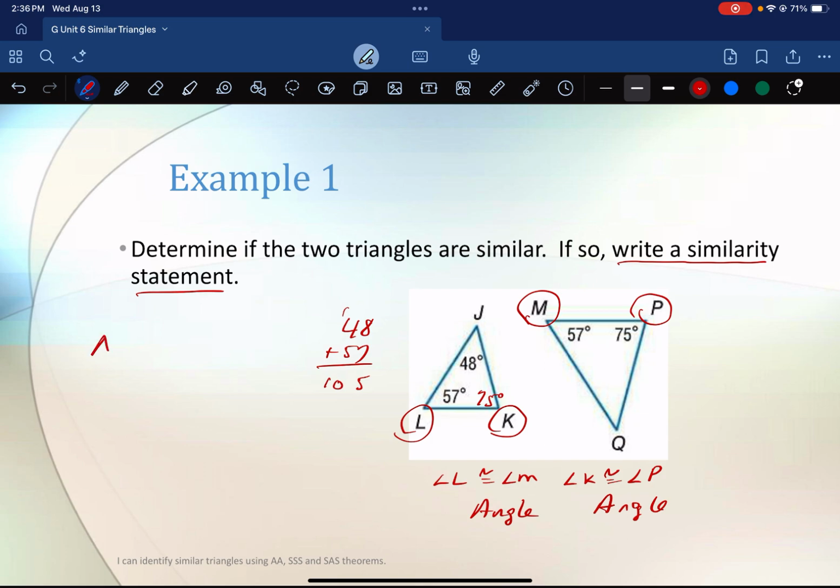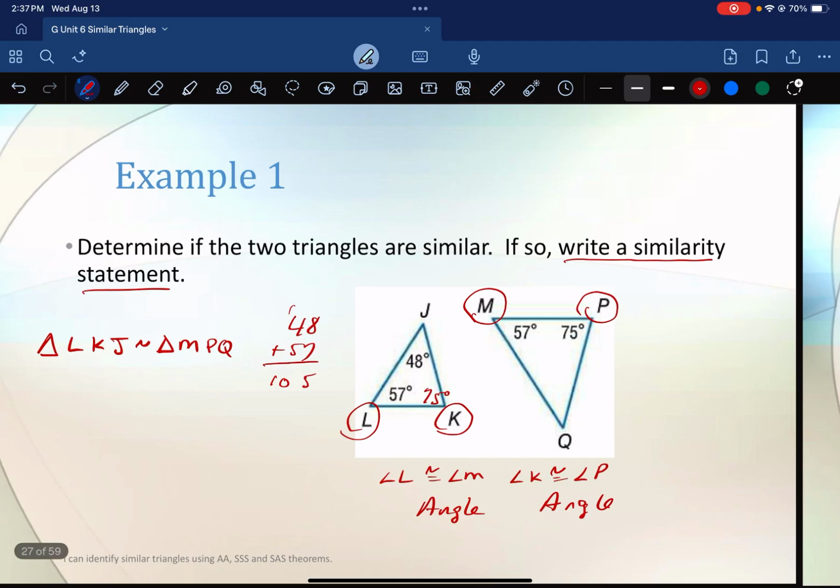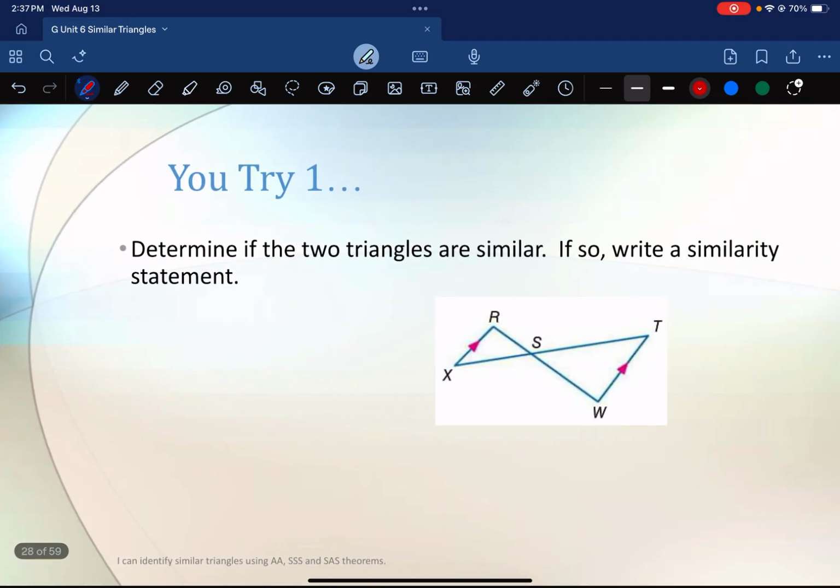So now I'm going to write triangle, and then let's just pick any order for this first triangle. It doesn't matter what order you put the first one in. So I'm going to go with LKJ is similar to, and now it matters, I'm going to match up. L went with M, K goes with P, and that means that J must go with Q. And there's my similarity statement. Okay? So you try.